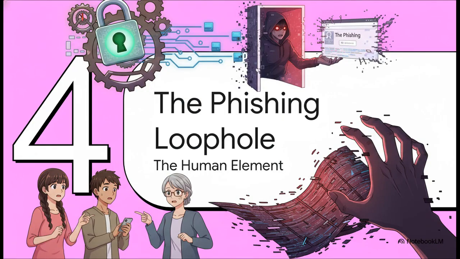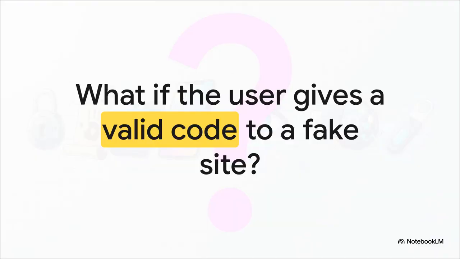Now, what's really interesting here is Section 4, the phishing loophole. It feels like we solved it all, right? We have unique keys, we have time-based math happening locally, no phone networks. But we are about to pull the rug out once again. The fatal loophole in all of this is us.